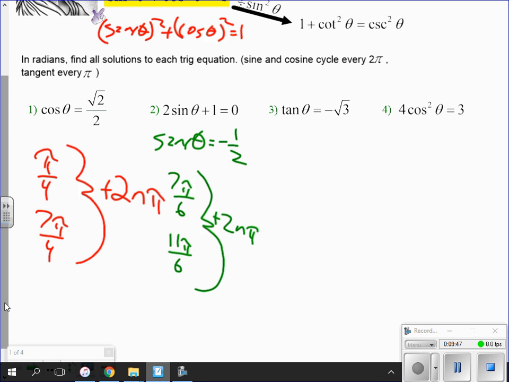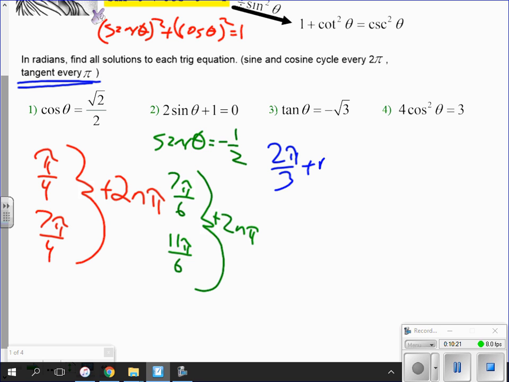Pi over 3. Wait, this side. One has to be positive, one has to be negative. 2 pi over 3. Is there another one in the unit circle that does that? Yeah. Which one is it? 5 pi over 3 also does it. However, there's a very important thing right here. Tangent repeats every pi, not every 2 pi. So we only have to come up with one.